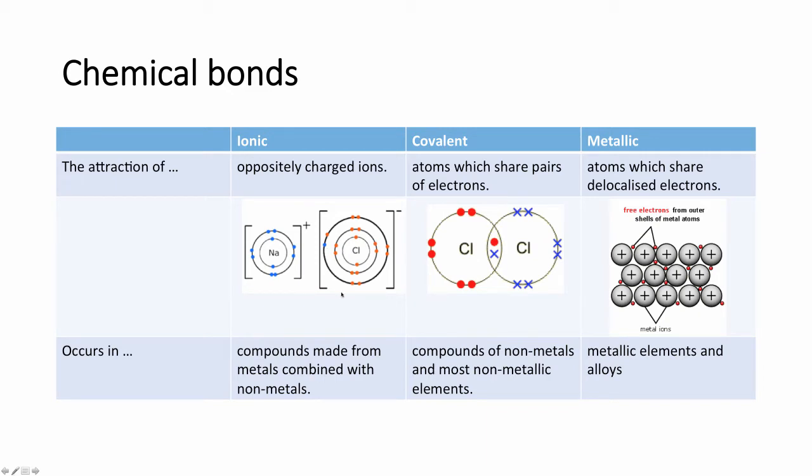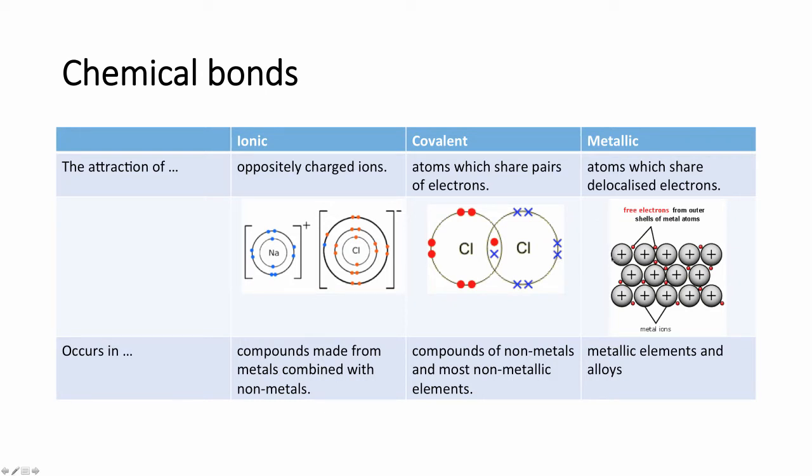The second type of bonding we're going to look at is covalent, and this is where atoms share a pair of electrons between them, and we represent these in dot cross diagrams and display diagrams. And these typically occur between non-metal elements and non-metal compounds. For example, the halogens form diatomic, that's 2 atoms, molecules. So they form diatomic molecules, F2, Cl2, Br2, I2.